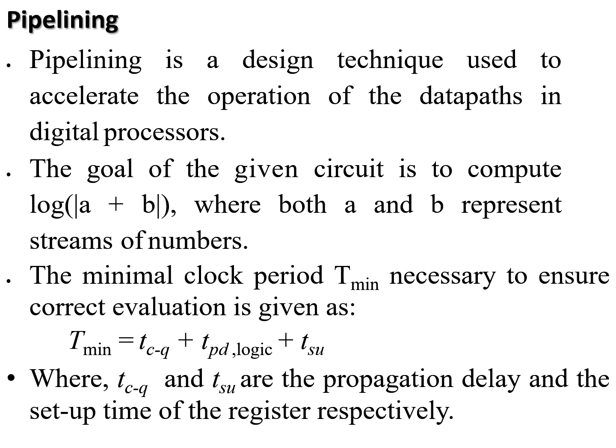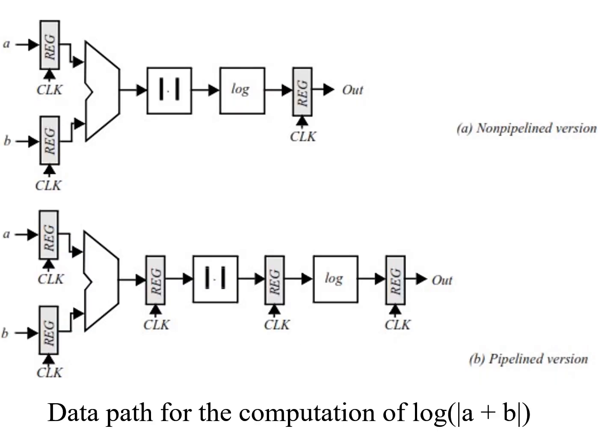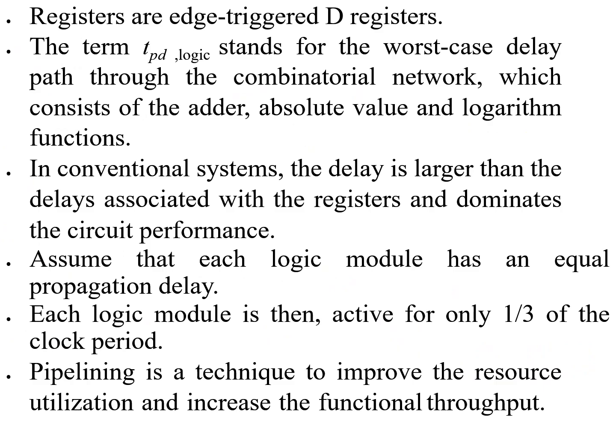Consider an example where the goal of the given circuit is to compute logarithm of mod of A plus B, where A and B are both representing stream of numbers. The minimal clock period Tmin is necessary to ensure the correct evaluation, and it is given as the summation of TCQ and TPD logic and TSU, where TCQ and TSU are the propagation delay and the setup time of the register respectively. And the registers here are edge triggered D registers.